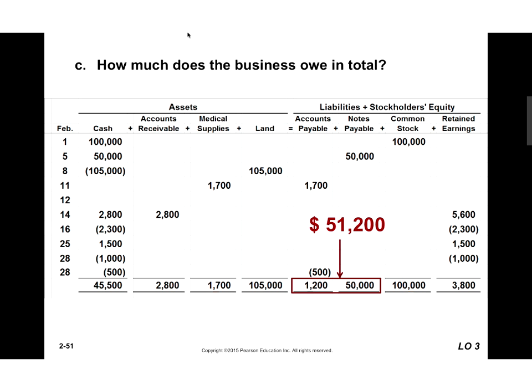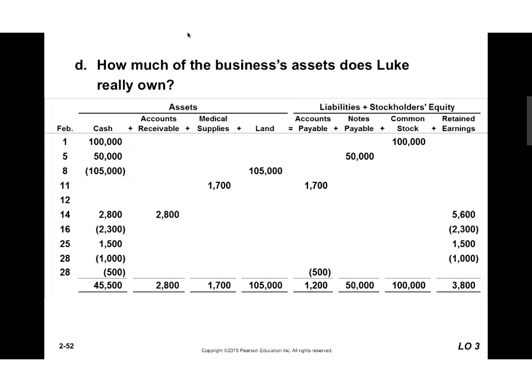So I would add the 2 liability columns, the 1,200 plus the 50,000. Okay, the next question always throws everyone the first time through. The next question, how much of the business's assets does Luke really own? To translate this, how much of the business assets do the shareholders really own? Well, when you talk about that, then you're looking at what's the equity. So the answer is going to be the equity.